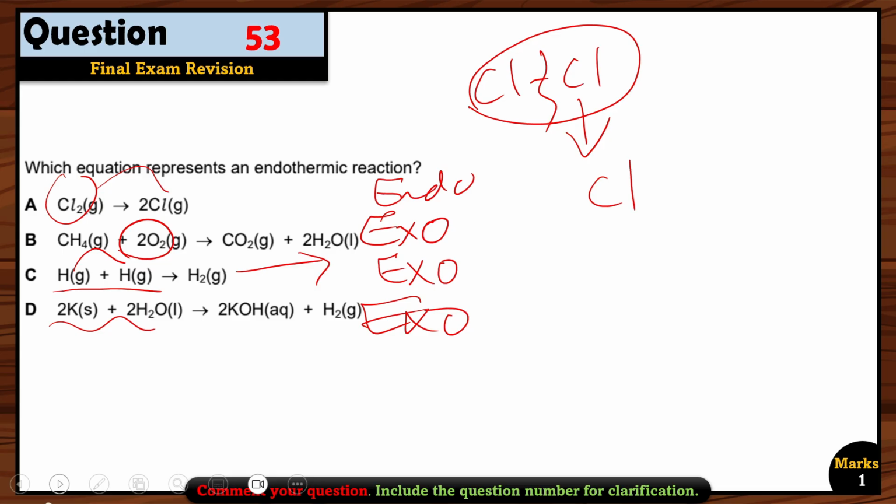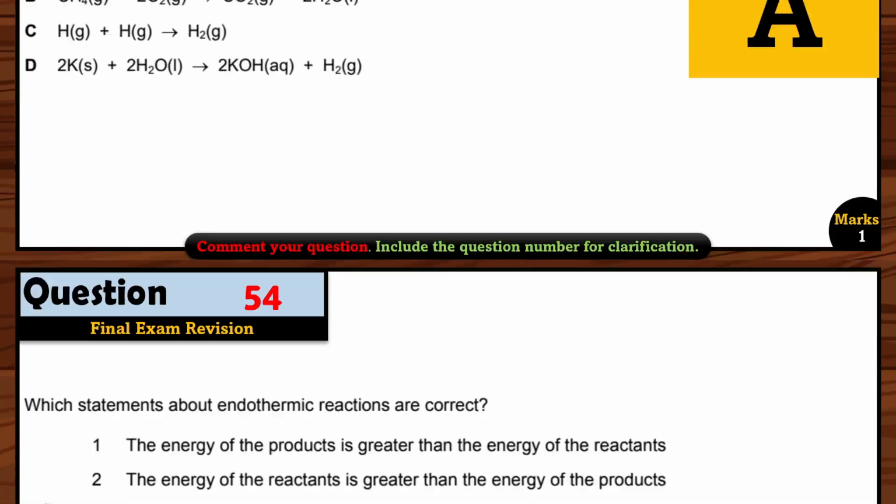Decomposition reaction, if you see anything is breaking into two, you have one reactant and it gives you two products, then that is also an endothermic reaction, okay? Remember that decomposition, photosynthesis, cooking, these are all endothermic reactions. Bond breaking is also endothermic. So option A is right for this question.